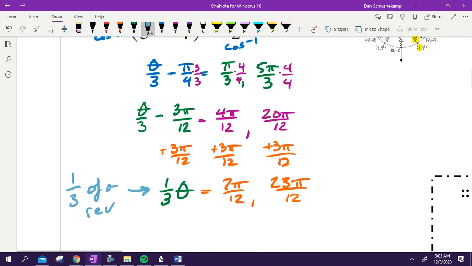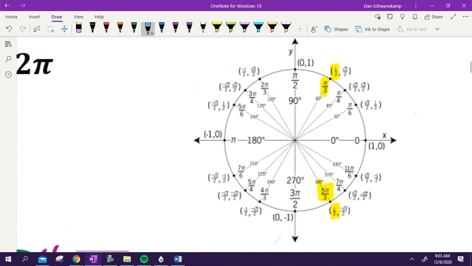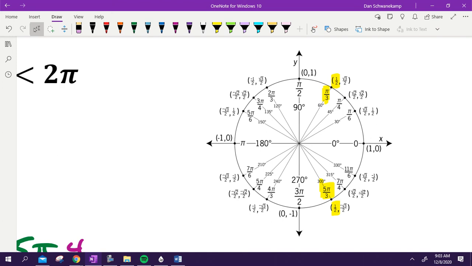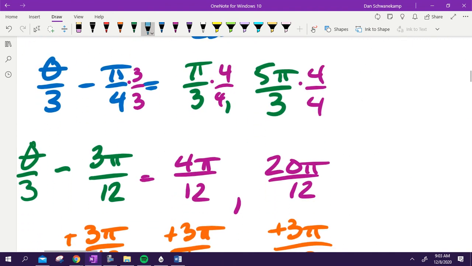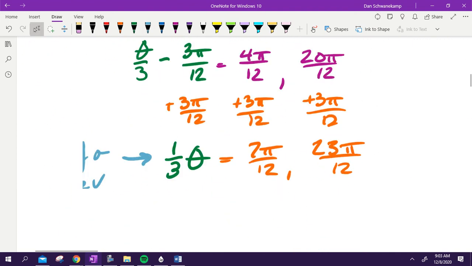7 pi over 12 and 23 pi over 12. I want to know how many times I hit that if I did 1/3 of a revolution. Tell me when I've reached 1/3 of a revolution. Think about it in degrees. There's 360 degrees, 120 degrees. So I've got to think, how many times did I get that answer in that interval? The good news is you don't have to overly think about it, because you just solve.